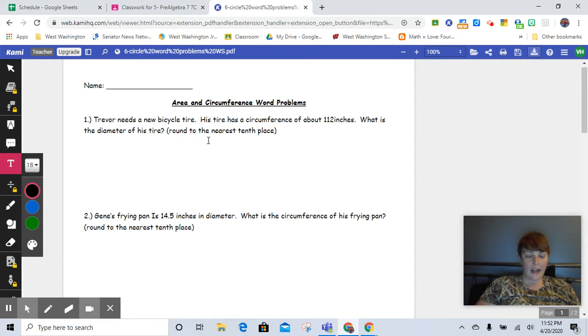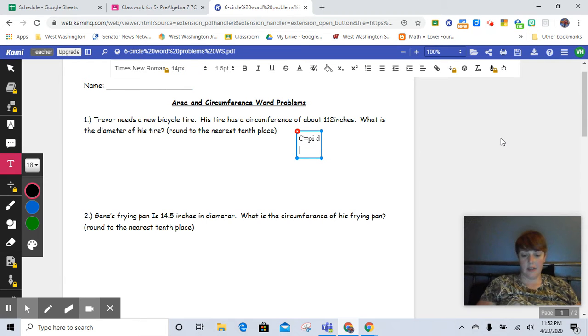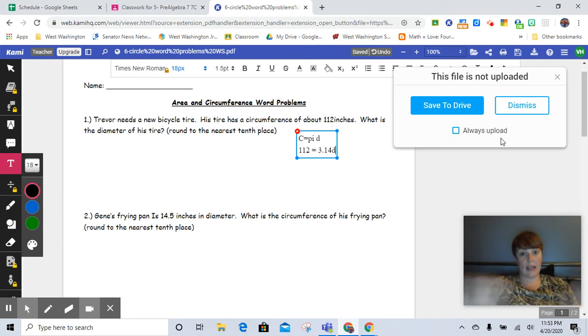Trevor needs a new bicycle tire. Those are circles. His tire has a circumference of about this much. What is the diameter of his tire? Oh, dang. Remember how pi and the whole formula work. If C equals pi d, and you're given the circumference, you're given 112 equals 3.14 times d. That's a one-step equation. So there's nothing crazy going on here.